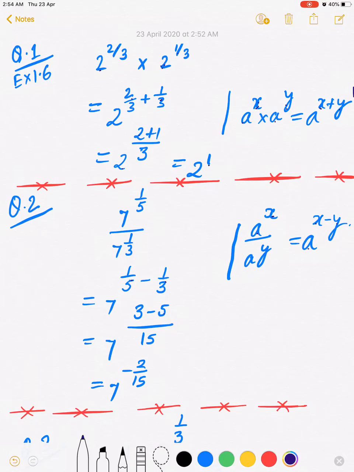Children, in this video class we are doing questions on laws of exponents. First question we are taking is from exercise 1.6. It's written 2 to the power 2 by 3 and 2 to the power 1 by 3. These two are in product and we have to solve this. So what is the special thing here? The bases are same and these two are written in multiplication.